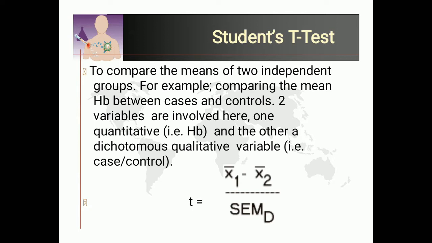The student t-test is denoted by t. Here x1 bar is the mean of variable x1 and x2 bar is the mean of x2, divided by SEM D. So t equals x bar 1 minus x bar 2 upon SEM D.